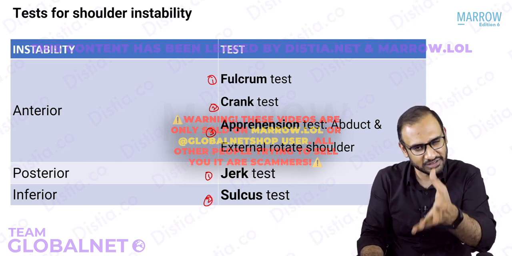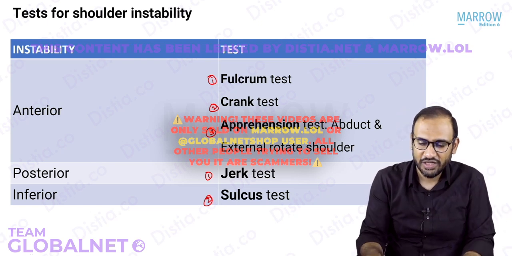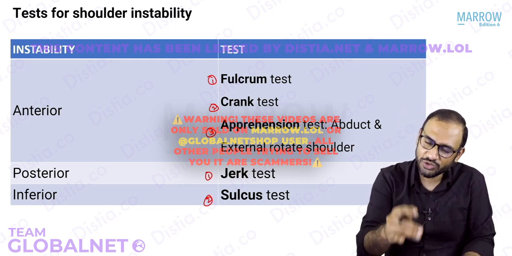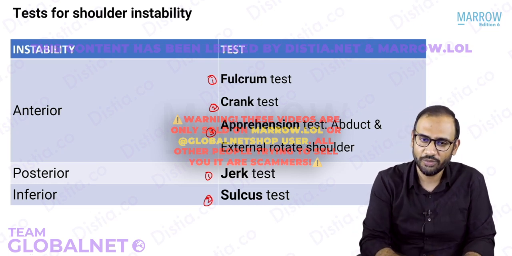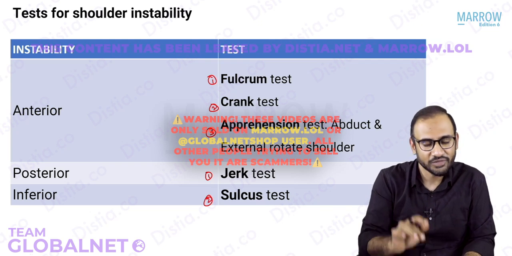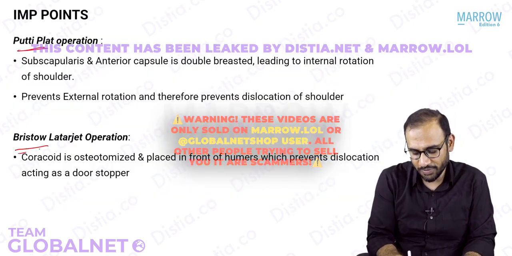Now, the last thing, this is an extra point that I would like to add here. A long time ago, they used to ask this question, and none of these surgeries are performed, but you should know for the sake of your old MCQs. What are the surgeries that you will perform for shoulder instability? There are two surgeries. One is Putti-Platt operation, other is Bristow-Latarjet operation.